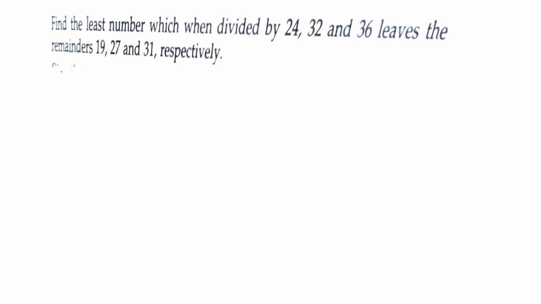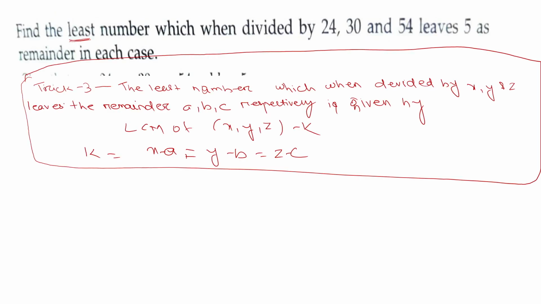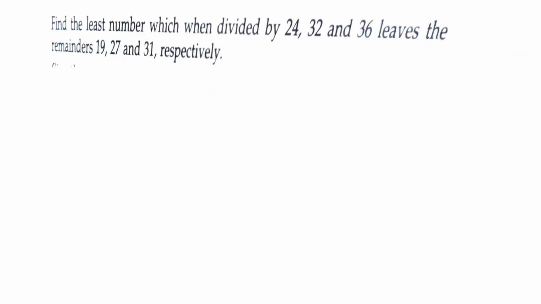Find the least number which when divided by 24, 32 and 36 leaves the remainders 19, 27 and 31 respectively. So what is k over here? First we need trick 3. You just write trick 3 from this slide. K, what is k? K is equal to x minus a. That means 24 minus 19 is equal to what? 5. So 5 is the k.